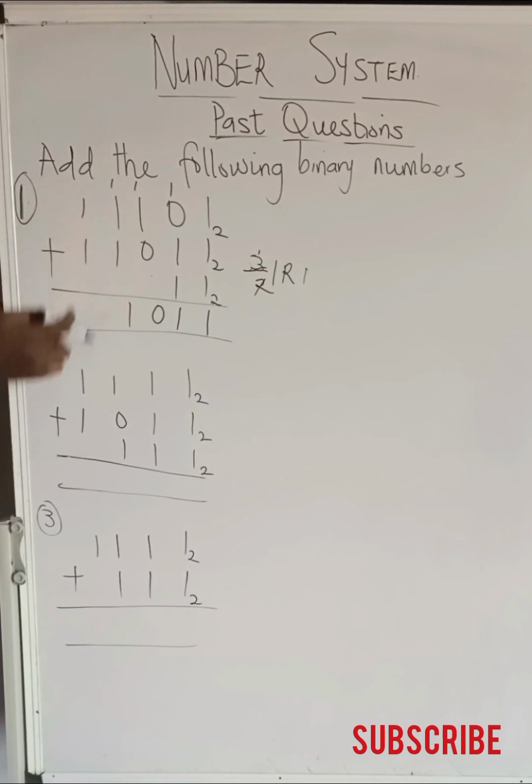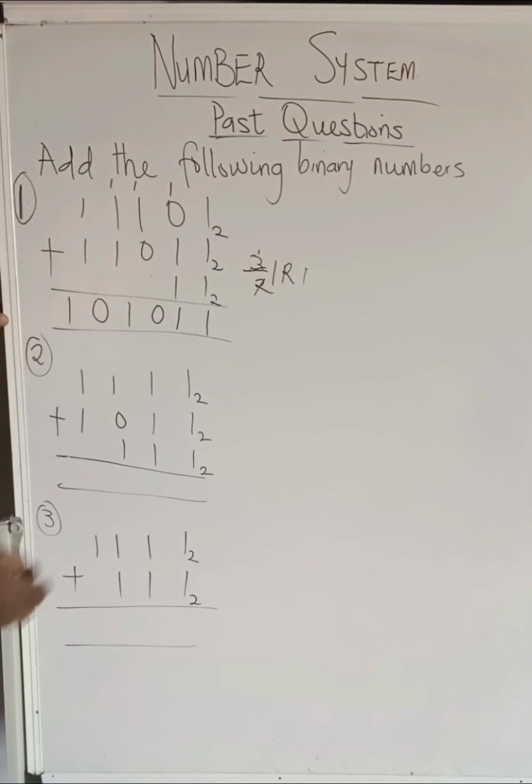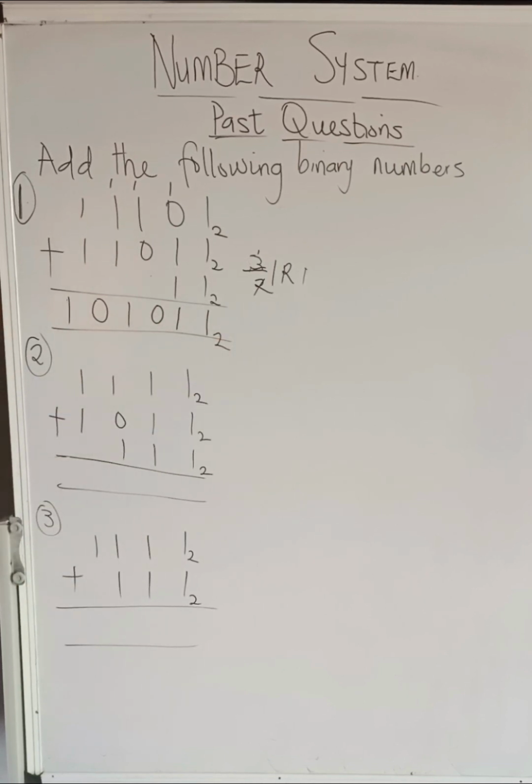Our 1 plus 1 is 2. Can we write down our 2? No. We write our 0, carry our 1 forward, which will be here. Therefore, our answer is 101011.